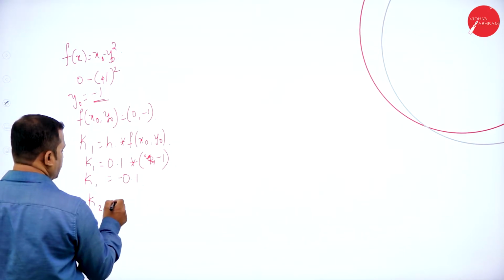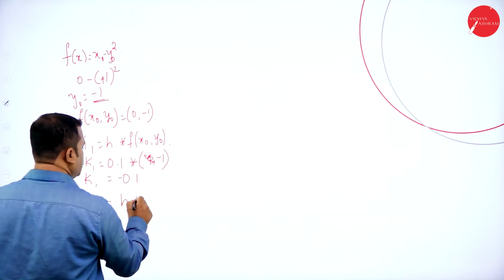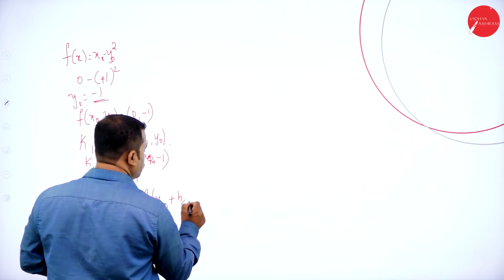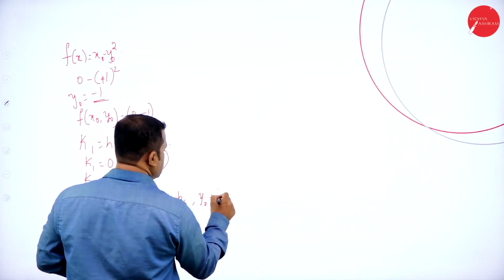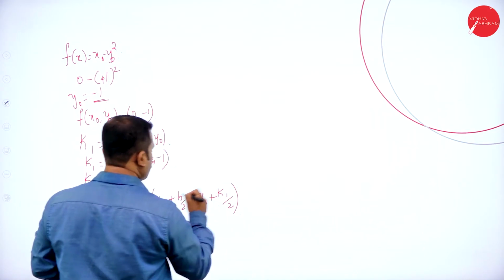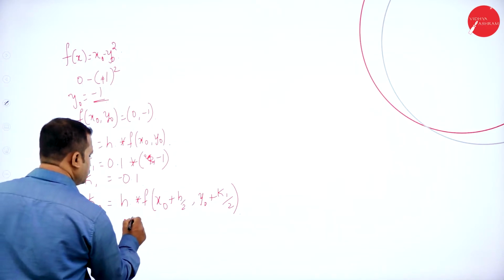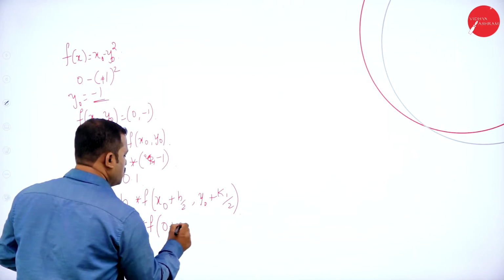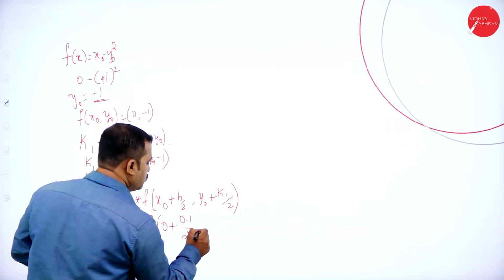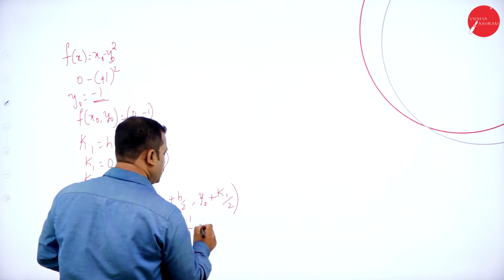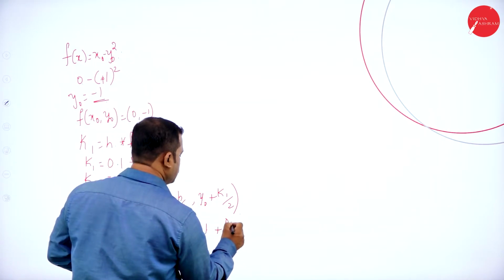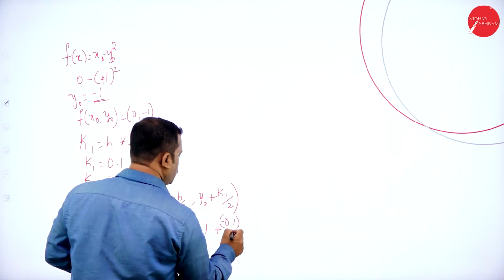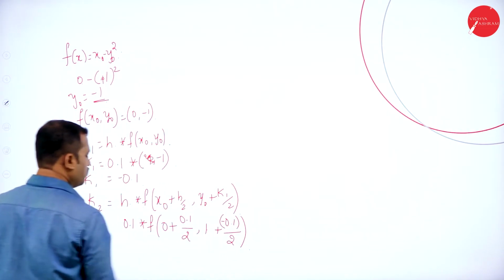Next, what is the value of K2? K2 is equal to h into f of x0 plus h by 2 comma y0 plus K1 by 2. This is the formula we have here. What is the value of h? It is 0.1 f of, what is the value of x0? That is 0 plus 0.1 by 2 comma, what is the value of y0? It is 1 plus minus 0.1 divided by 2. This is the value we have here.